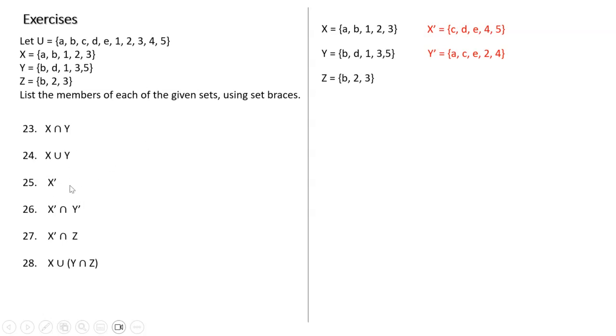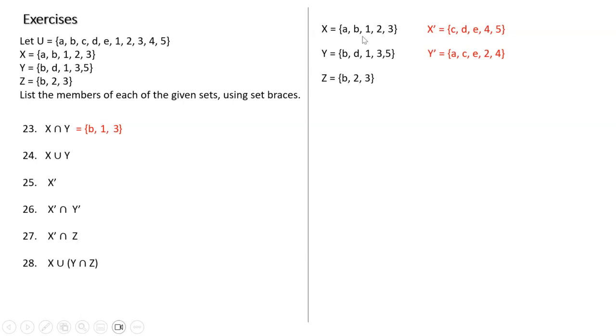And for Z, do we have to find the complement of Z? No, we don't. So that's all we need for these right here. So 23. Find the intersection of X and Y. Again, what do X and Y have in common? Let's go here to the right. X and Y have in common a B, they have in common 1 and 3. And that's it. That's your answer.